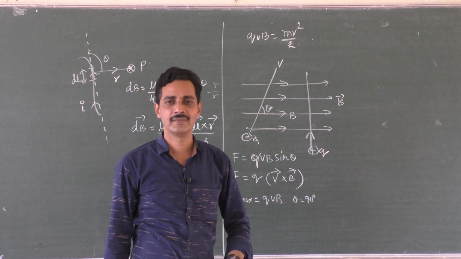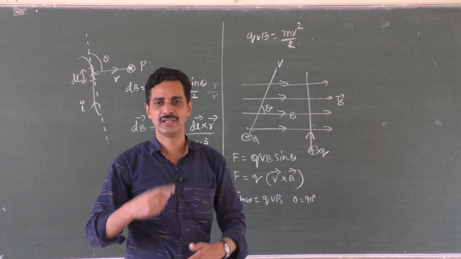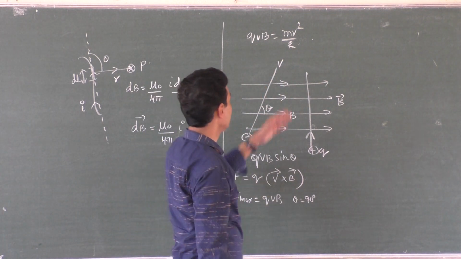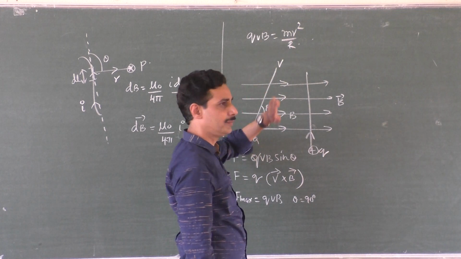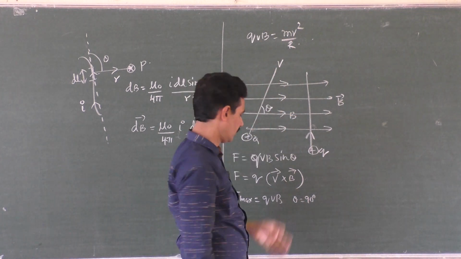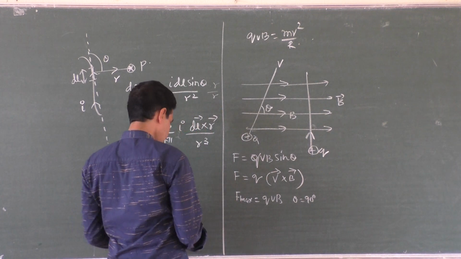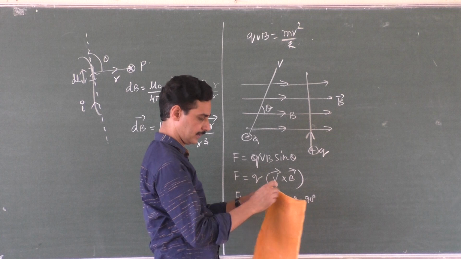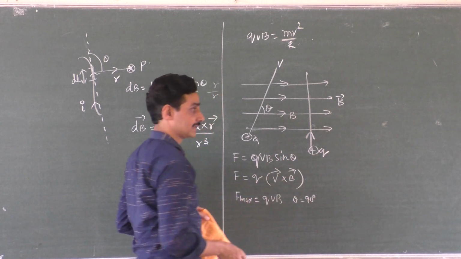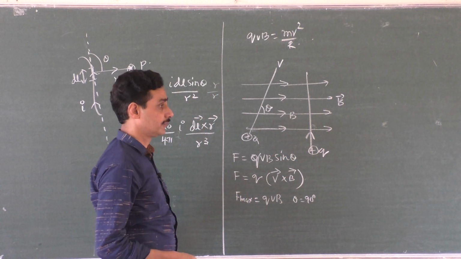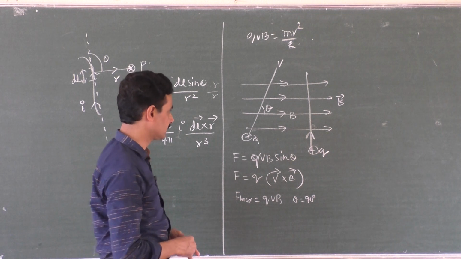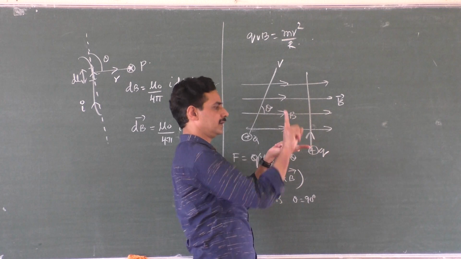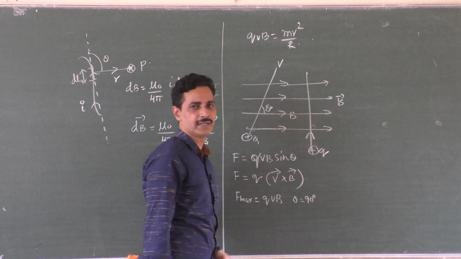A cyclotron is a device where we make the charged particle move in a circular path, and the radius of the circular path can be obtained from this, and the velocity of the charged particle, the period of rotation, and so many things can be obtained. A charged particle moving perpendicular to the direction of the magnetic field will encounter a circular path since the force is perpendicular to the direction of motion.